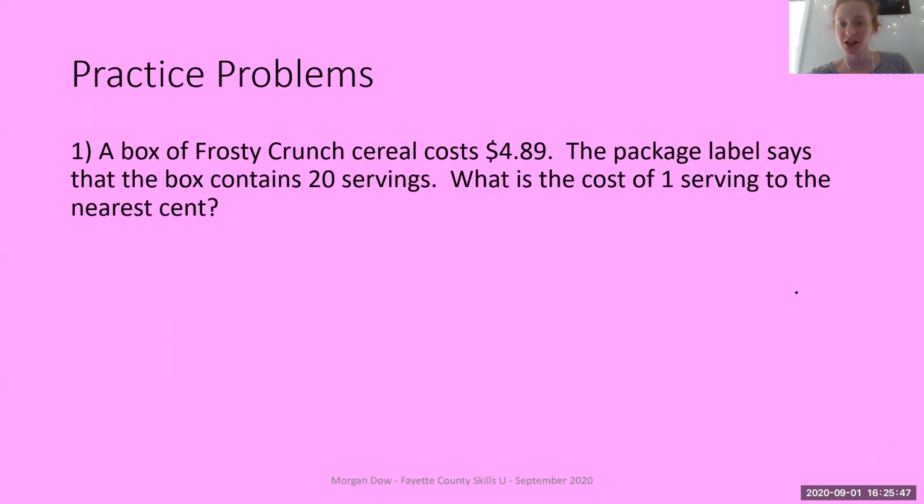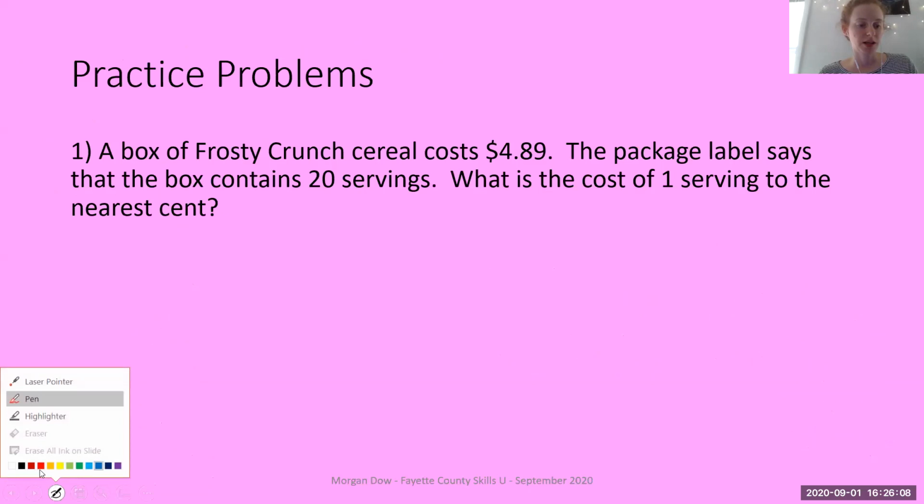Okay, the next thing we're going to do here is we're going to go through a few word problems together. Now I am going to be posting another video later this week going through even more practice problems related to fractions and decimals. But these are just to get them started for the homework this week. So let's take a minute to read this question. It says a box of Frosty French cereal costs $4.89. Package label says that the box contains 20 servings. What is the cost of one serving to the nearest cent?